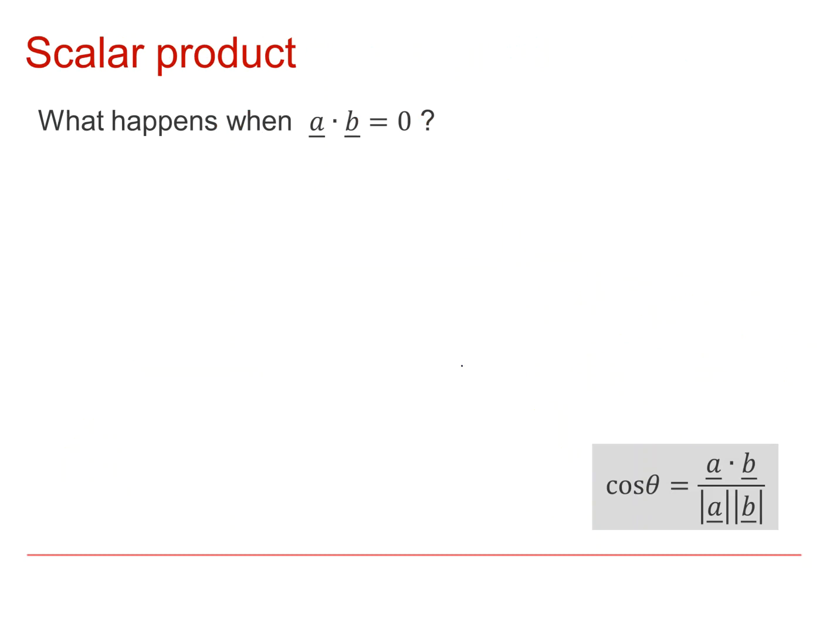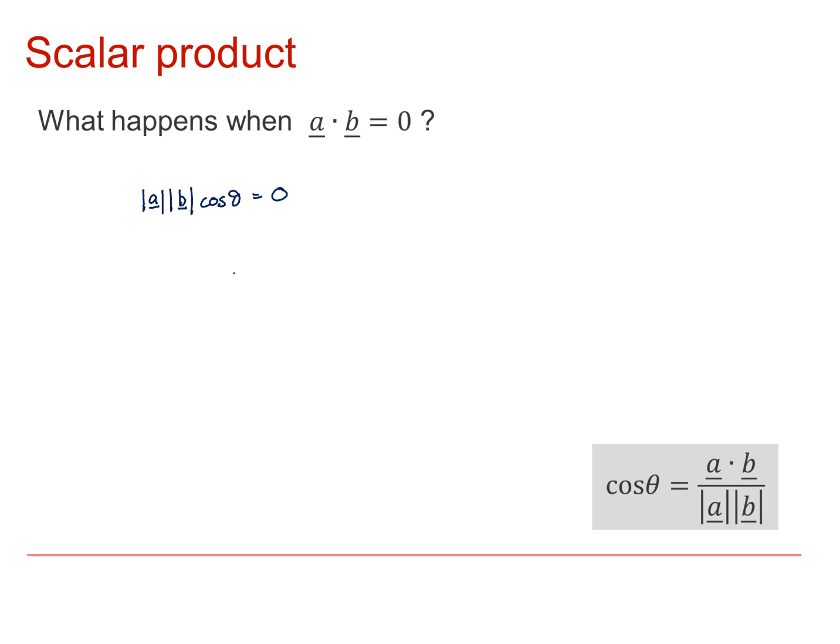What happens when A dot B is 0? Pause the video for a moment while you think about this. OK, if A dot B is equal to 0, then we have that the magnitude of A multiplied by the magnitude of B, cos theta, is equal to 0.